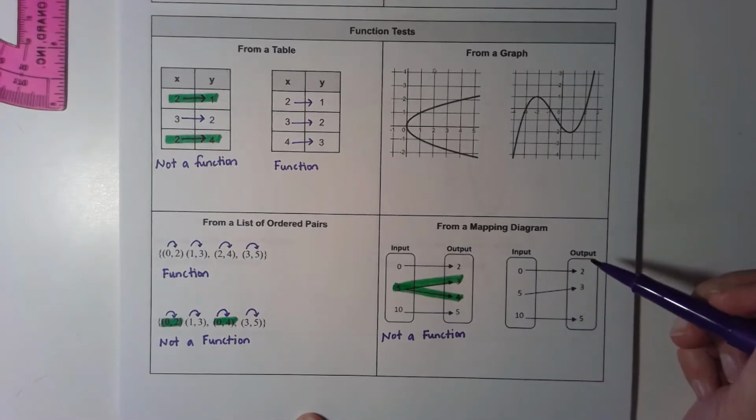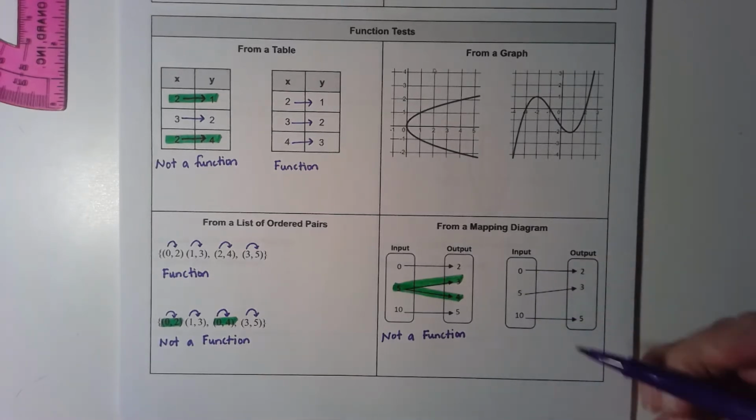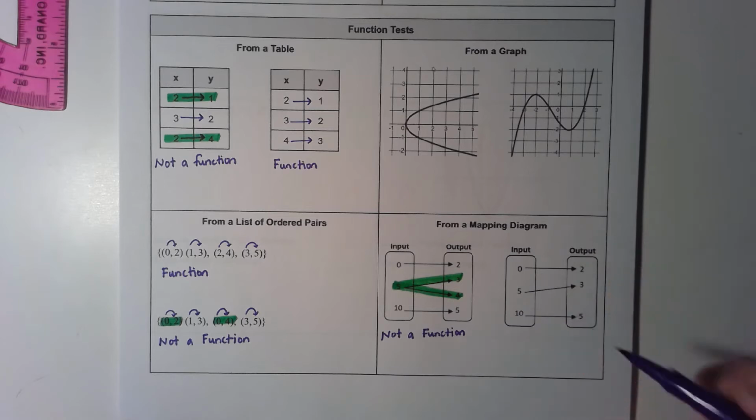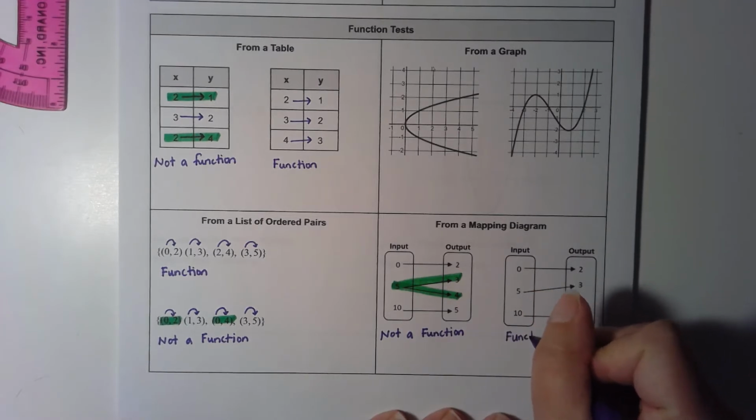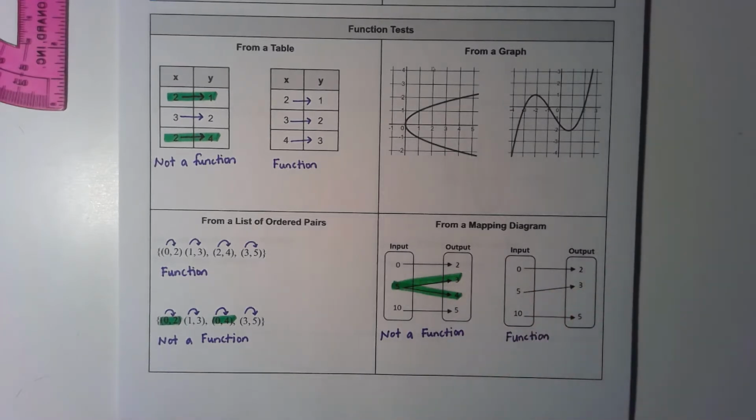In this next example, we've got 0 going to 2's party, 5 going to 3's party, and 10 going to 5's party. So that's okay. They're each only going to one party, which means that this is a function.